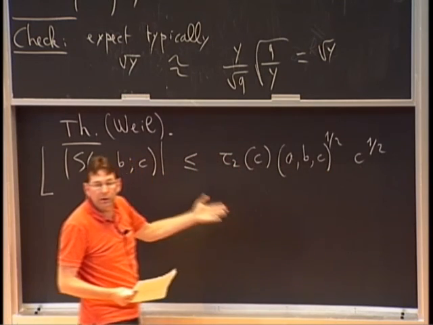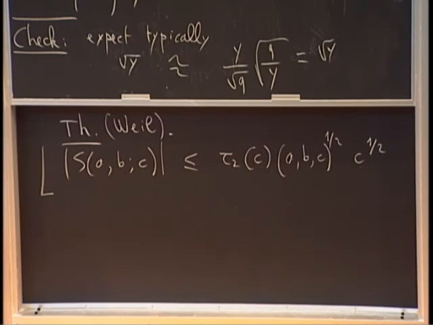Which is a trivial bound anyway. It's a sum of p minus 1 terms of size 1 in any case. So let's take this for granted. I'll come back to this a lot.